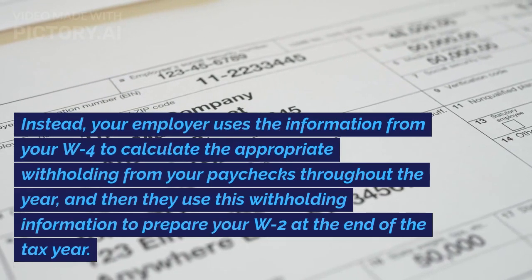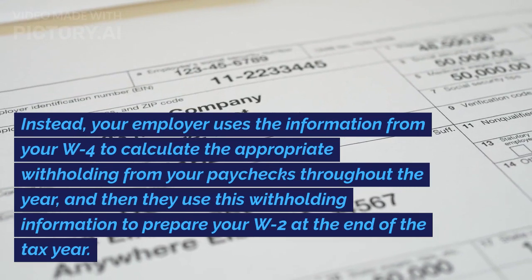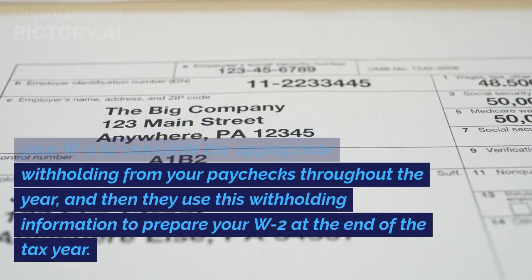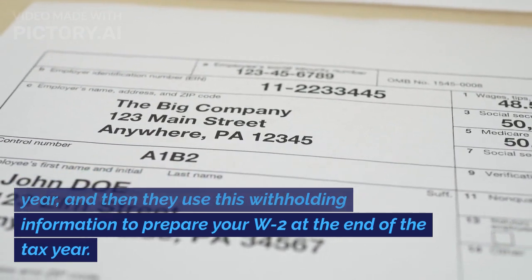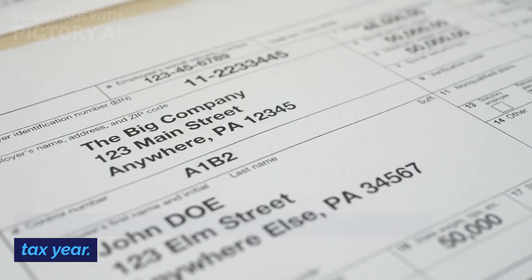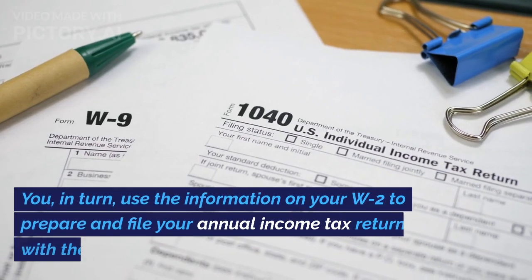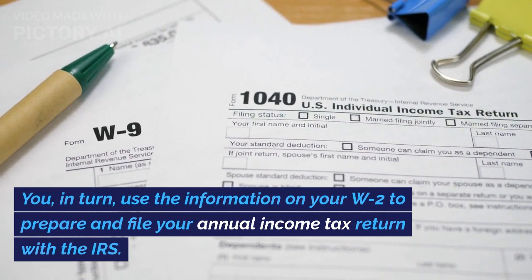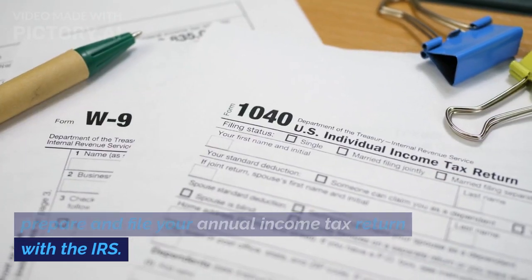Instead, your employer uses the information from your W-4 to calculate the appropriate withholding from your paychecks throughout the year, and then they use this withholding information to prepare your W-2 at the end of the tax year. You, in turn, use the information on your W-2 to prepare and file your annual income tax return with the IRS.